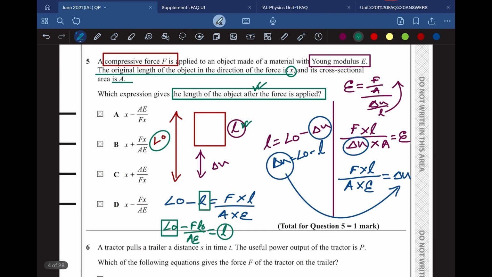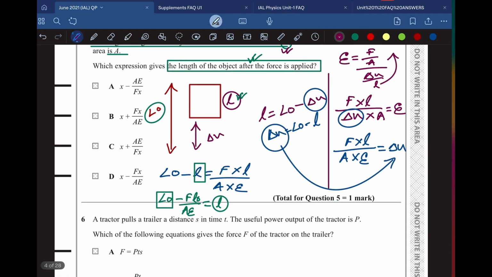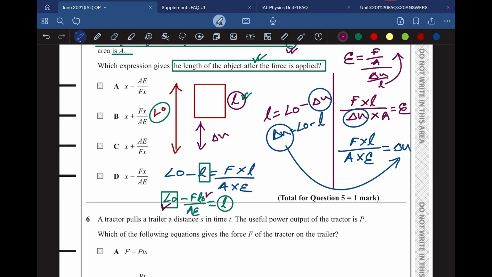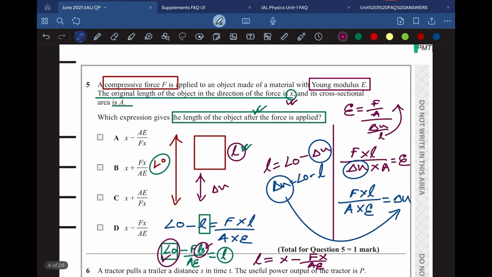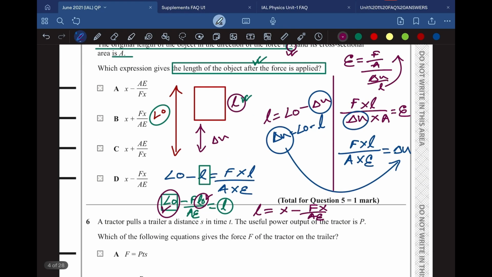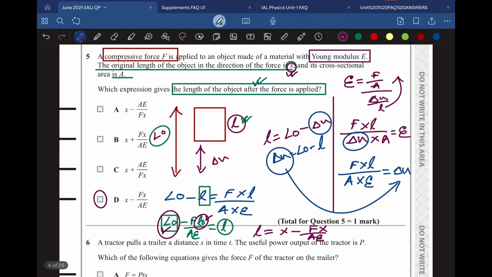And they have written that the original length of the object in the direction of the force is x. So rather than writing both of them as L naught, we can write them down as x. So we can write L is equals to x minus Fx divided by A into Young modulus. Both of these are our L naught, the original length, and they have denoted the original length as x. So that's why our formula is L is equals to x minus Fx by A into Young modulus. So our correct answer is D. This was a very tricky question. Hopefully you guys have understood it completely.